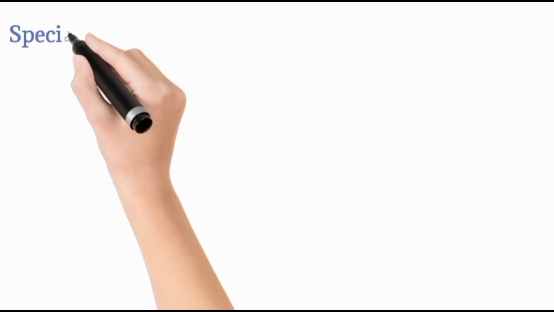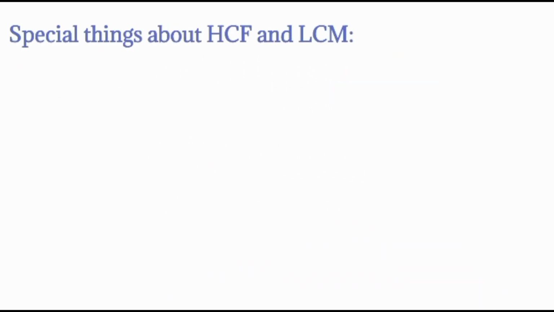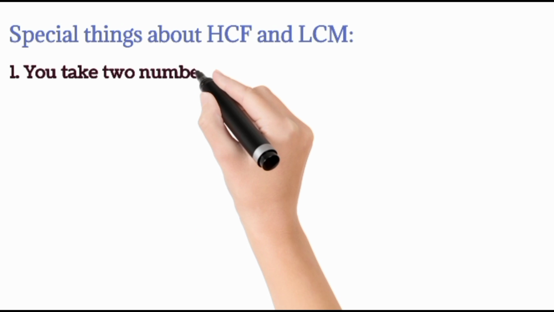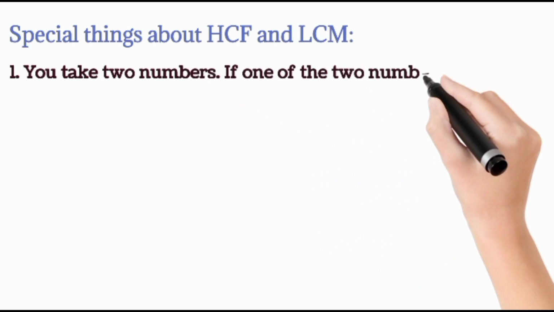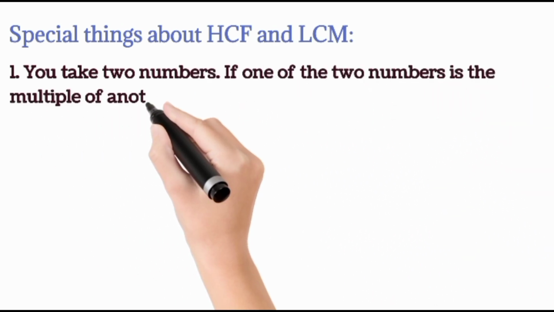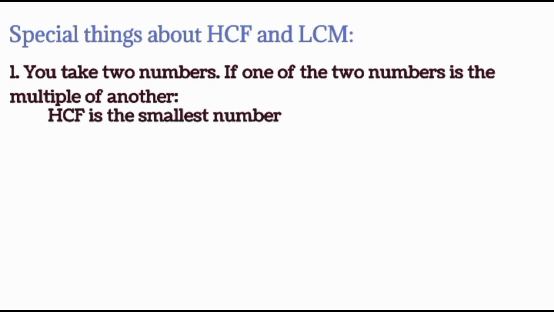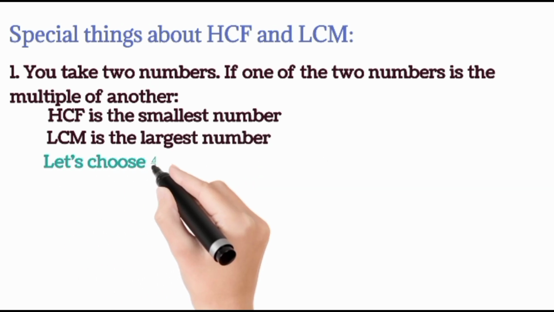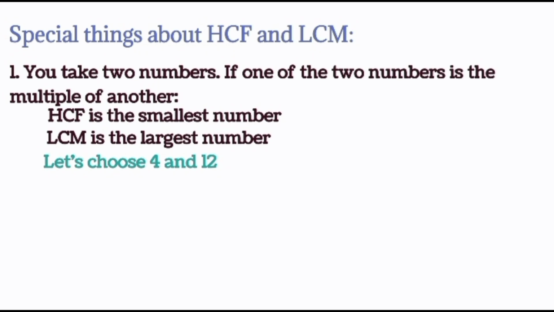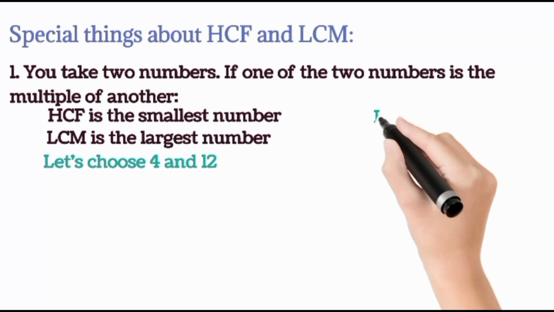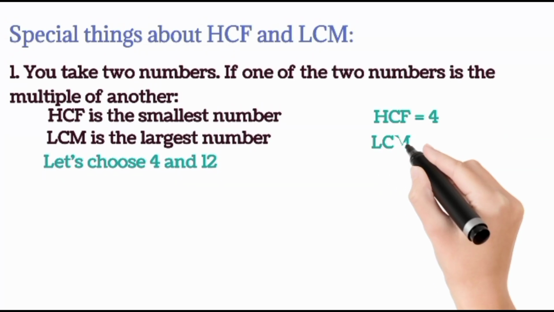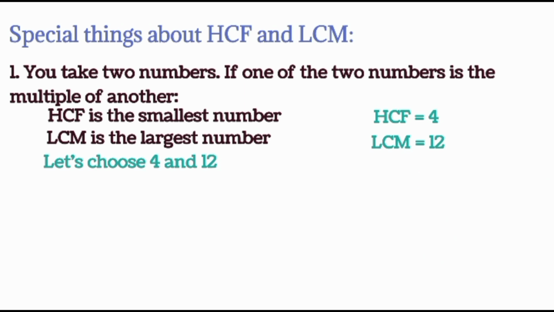Let's take a look at some special facts about LCM and HCF. If you take two numbers and one of the numbers is a multiple of the other, you don't need to calculate their HCF and LCM. The smaller number will be the HCF and the larger number will be the LCM. Let's choose 4 and 12 to verify the concept. Because we know that 12 is a multiple of 4, its HCF should be 4 and LCM should be 12. You can calculate the HCF and LCM of 4 and 12 in order to verify this first.